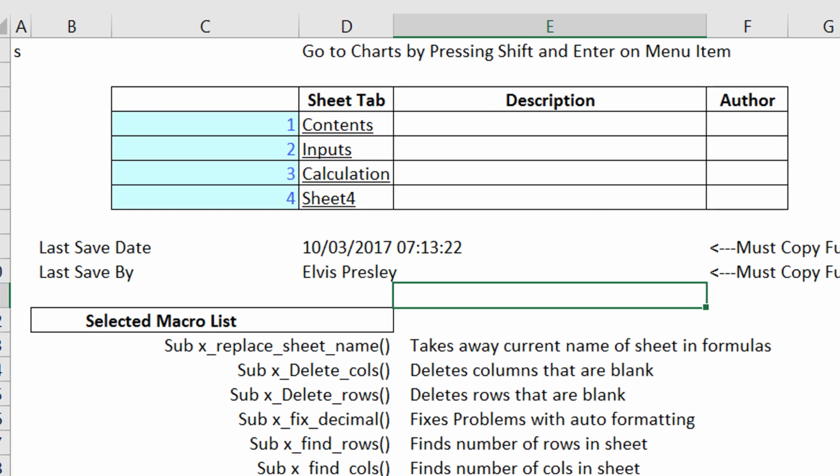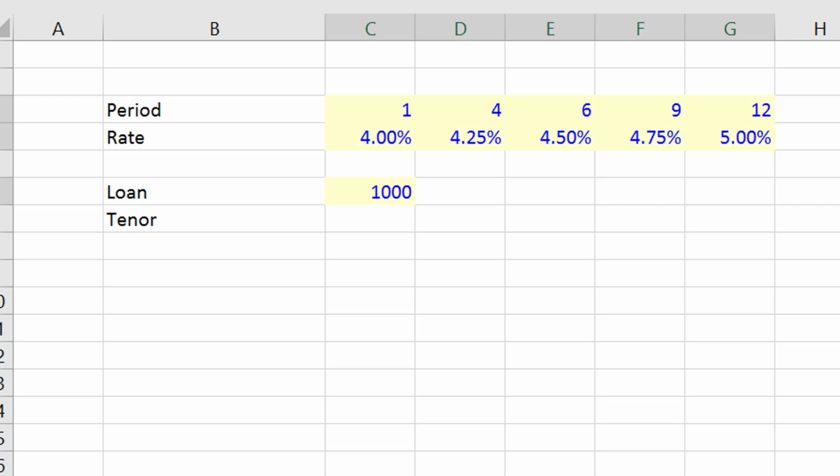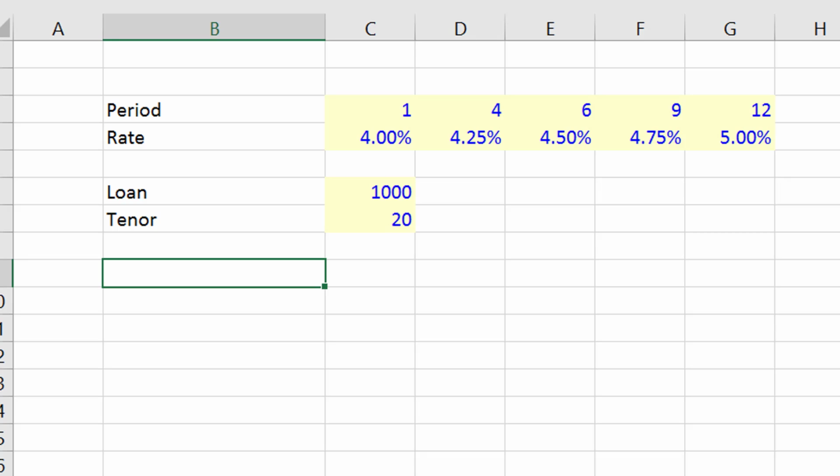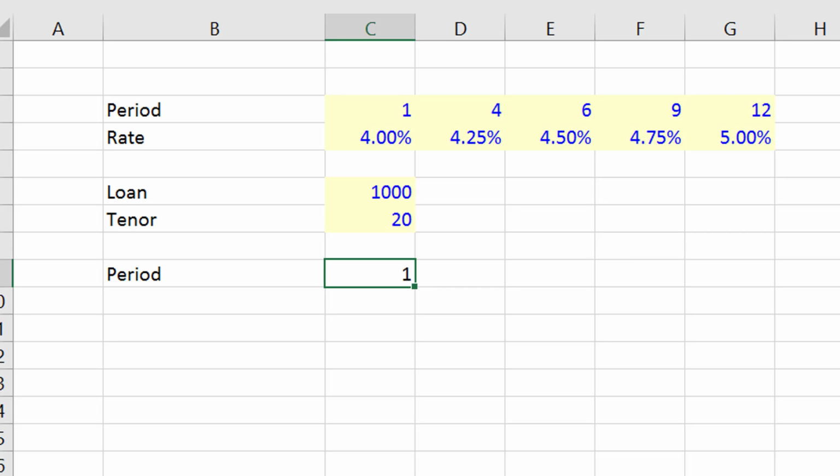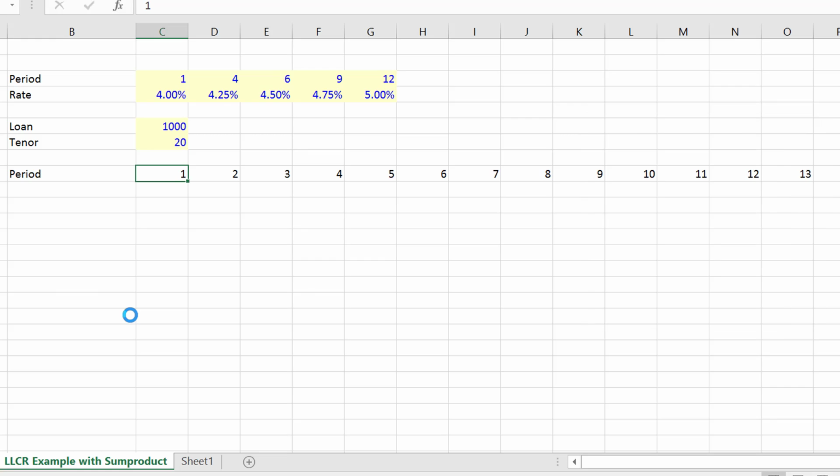Okay. Now, so I just said, look, we have some changing rates. They go up like this, and let's make a debt tenor of 20. Shift Control R. Now let's make a period. Alt-EIS 20 seems to work pretty fast.